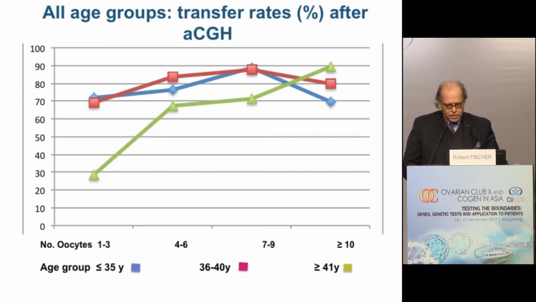When we looked at the number of oocytes and the age, it plateaus around 8 oocytes. So if you have 8 fertilized oocytes, you are on the safe side to have at least, for each group of age, one embryo which is euploid for the transfer.